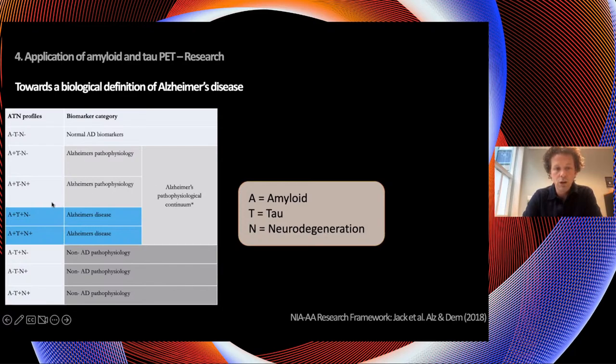And you can see here that individuals that are amyloid positive and tau positive can be considered as having Alzheimer's disease according to these research criteria. And of course, PET can play a really big role in determining the A and the T using amyloid and tau PET, but potentially also for the N using FDG PET, for example.